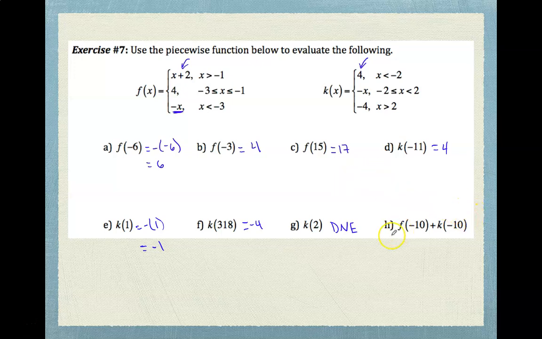And now if I want to add these two things together, f of -10 and k of -10, I have to find both function values. So -10 in the f function belongs in this bottom bucket here because -10 is less than -3. So -10 is +10. That's for this first part. Now I'm going to travel over to k, and k of -10 is going to belong in this top bucket because -10 is less than -2. So that function value will be 4. So 10 plus 4 equals 14.